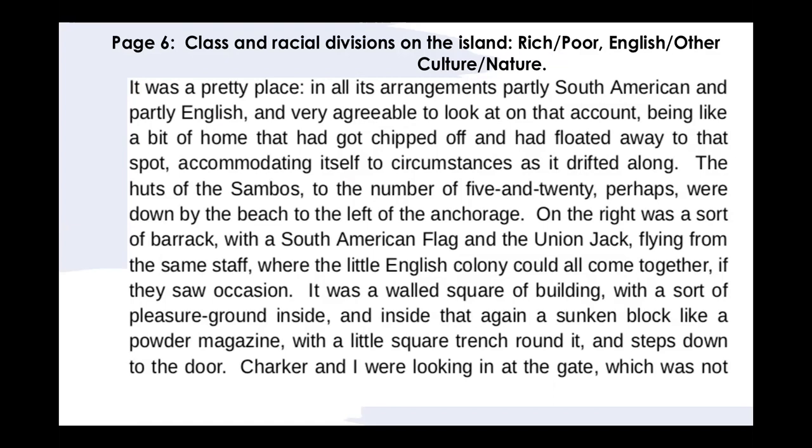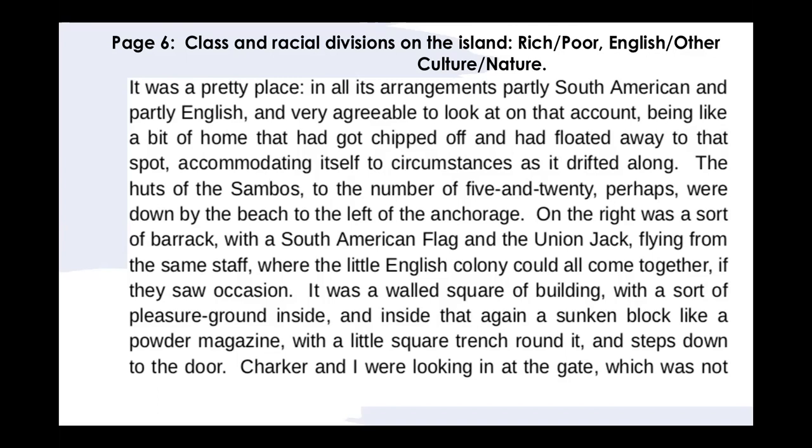Culture and nature. I'm talking about the culture of England brought to the nature of the island in the South American part of the world, off the coast of the Mosquito Coast. Now, look at this here. It was a pretty place, beautiful indeed, exotic place, so beautiful in all, and I underline the word, its arrangements, partly South American and partly English. And I'm talking here about the binary, ladies and gentlemen, the frontiers between the two. There was a part that was South American and the other part that was English.